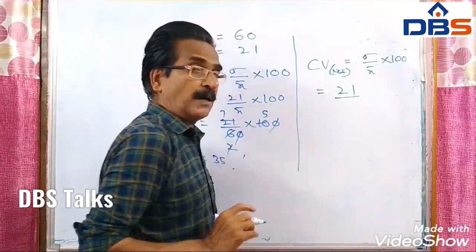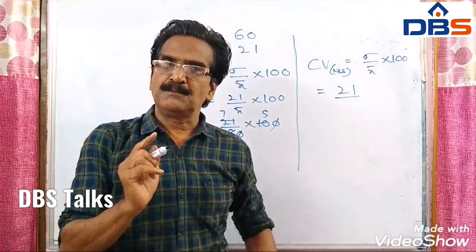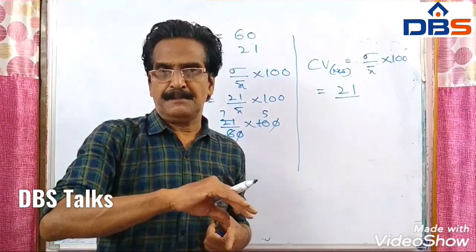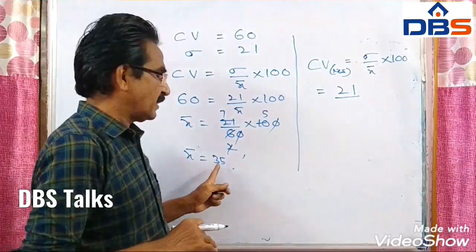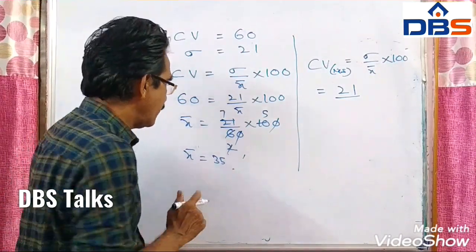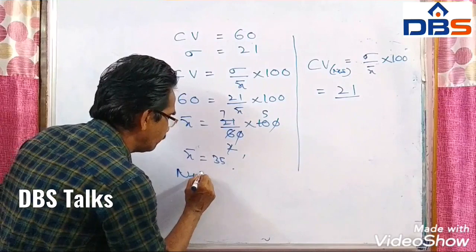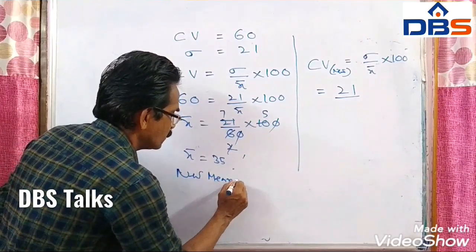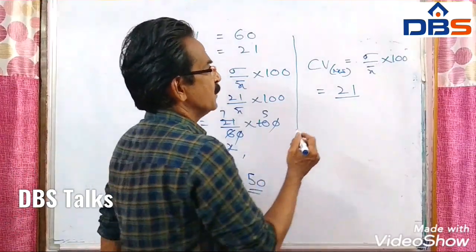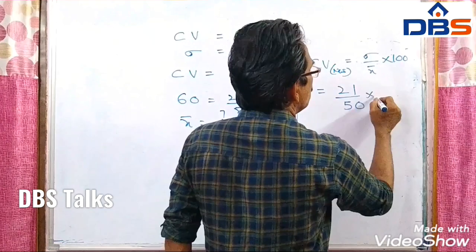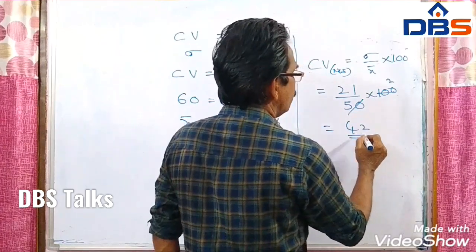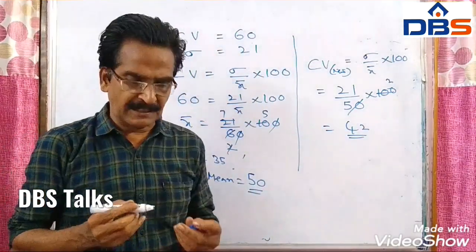21 by x bar. But mean is changed, friends. If something is added to all the values, then mean is also added by that amount. So what was the original mean? 35. And 15 is added to all the values. So 35 plus 15, new mean is 50. So 21 by 50 into 100. 2 times 21 is 42. So this is the coefficient of variation for the new data, 42.